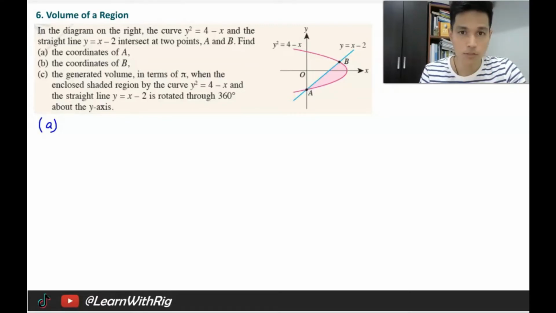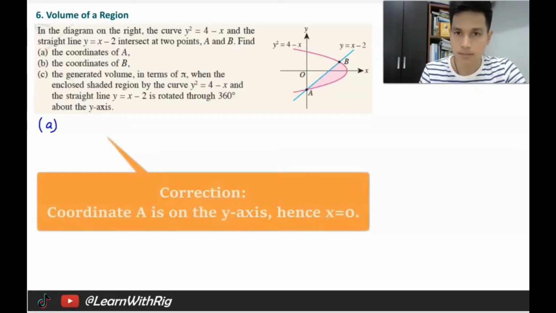For this question A, they're asking for coordinate A. So coordinate A is on the axis, correct? If it's on the axis, you know that the value is going to be 0. So you can straight away find the coordinate of A using either equation, because both equations pass through the point. It's up to you which one you prefer. But in this case, since the linear equation is much easier, I'm going to use the linear equation. So y equals x minus 2.